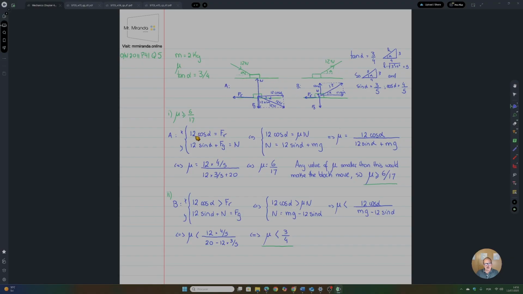So horizontally speaking, that's what you have. Vertically speaking, this is what you have. And now let's just solve it. As I told you, friction is the coefficient of friction times the normal contact force. So the coefficient of friction is going to be 12 cosine of alpha divided by n, but n is this, so this is the expression. You now just have to substitute by the values. You get 6 over 17, and any value of mu smaller than this would make the block move, so mu must be bigger or equal to 6 over 17. Okay?